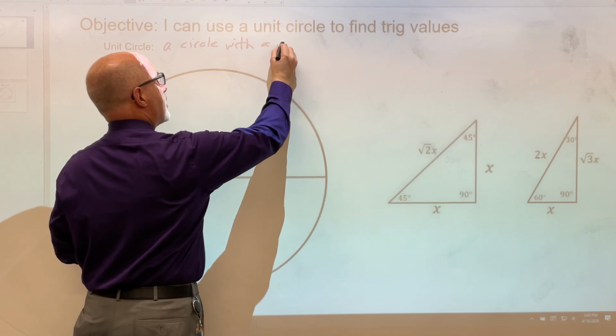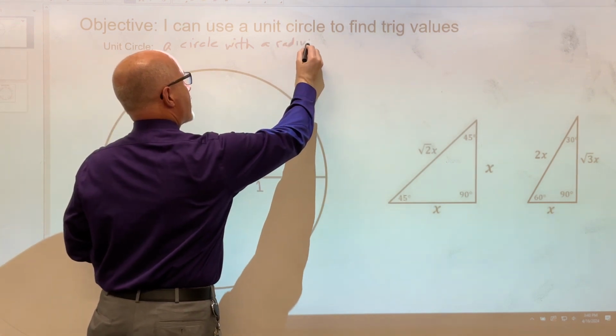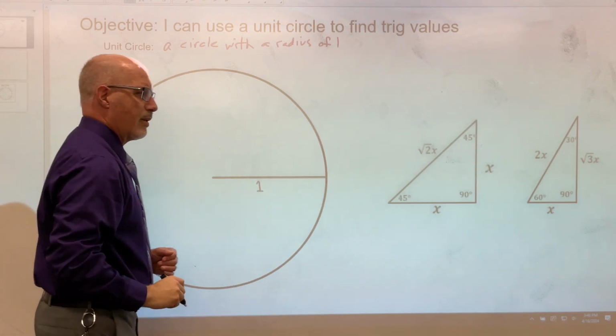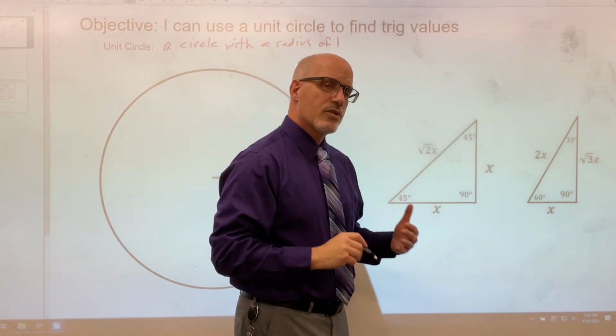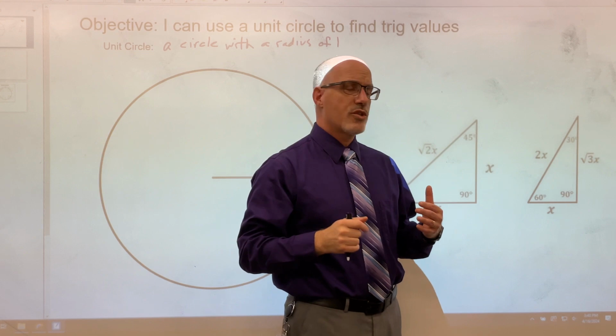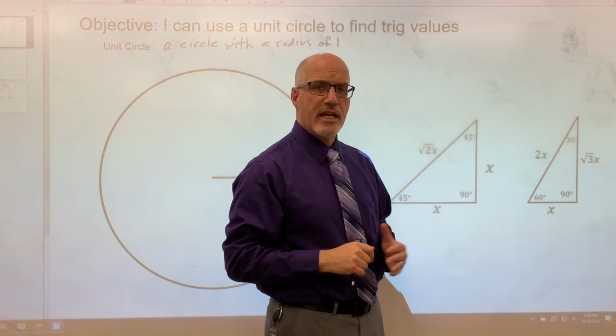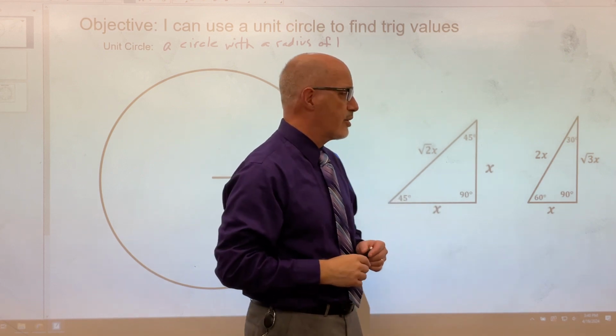The radius of 1. So we'll put a 1 here on the radius, and how we usually use it is in relation to the angles 45, 45, 90, or 30, 60, 90, those triangles that we've done ratios with before.